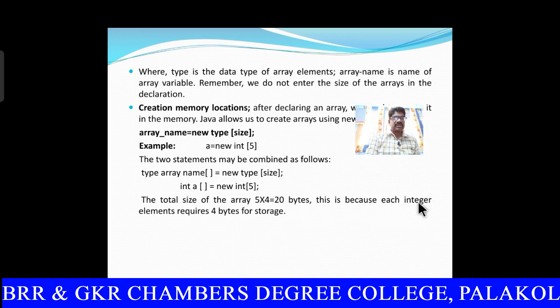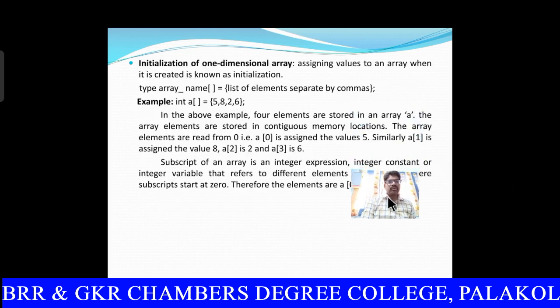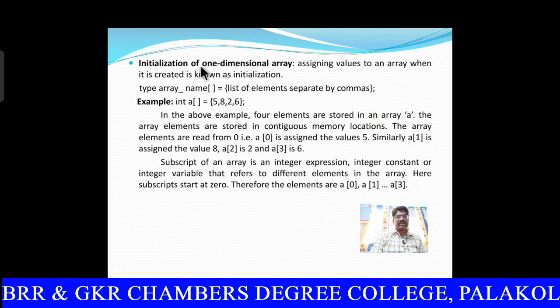This is because the integer element requires 4 bytes for storage. Okay. So how to initialize one-dimensional array? We are using the equal to sign. We are assigning the values separated by a comma. Assigning values to the array when it is declared is known as initialization.